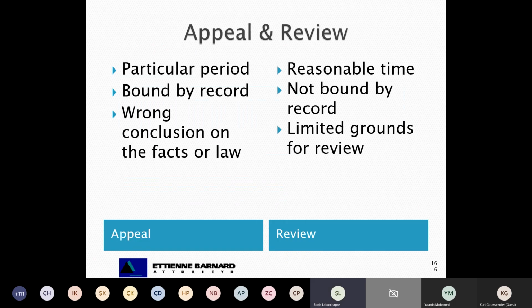All right. The difference between appeal and review is very important. In an appeal, you've got a particular period of time. In a review, they only ask for a reasonable time. In an appeal, you're bound by the record. In a review, you're not bound by the record. In an appeal, there's a wrong conclusion on the facts or law. In a review, you've got limited grounds for review. Please take note of this. This is also a favorite question in the exam, which they like to ask: the difference between appeal and review. All right. When we do applications, we'll have a look at review.